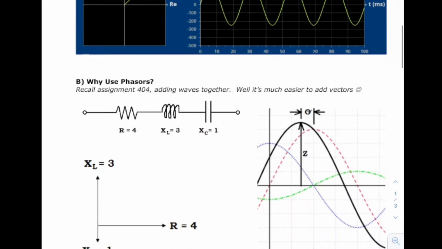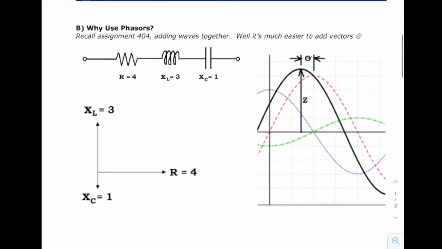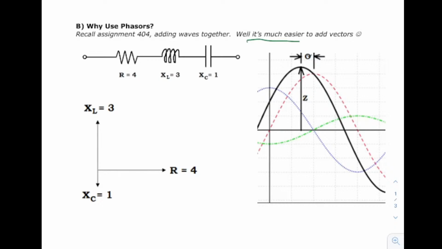But why do we use phasors? We use them because it's so much easier to add vectors than it is to do the homework like we did last time, where we were adding things one point at a time. So to demonstrate, here is the homework that you just had last night, or recently, that you turned in last. This was your last homework.